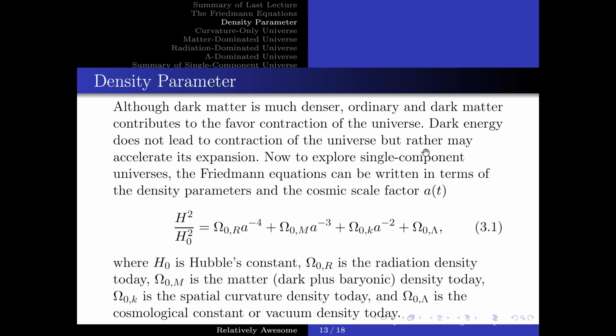Now, to explore the single component universes, the Friedmann equations can be written in terms of the density parameters and the cosmic scale factors in the following manner, where H0 is the Hubble constant, Omega 0,r is the radiation density today, Omega 0,m is the matter density today, which includes both dark and baryonic matter. Omega 0,k is the spatial curvature density today, and Omega 0,lambda is the cosmological constant or vacuum density today.